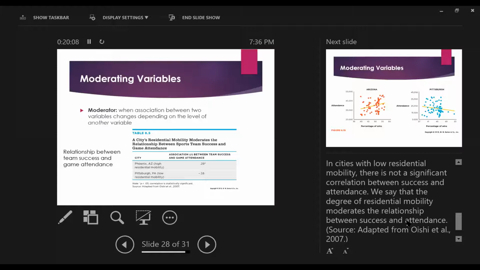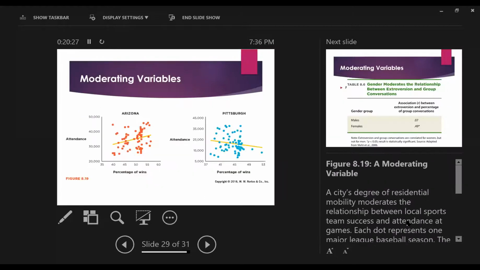Now, what do we mean by residential mobility? That's how easy it is for people to move about the city to go from place to place. So maybe they have access to public transport, maybe things are closer, it's more metropolitan, so it's easier for them to get from place to place, okay? And let's see it actually graphed out here. So this is, again, attendance and percentage of wins.